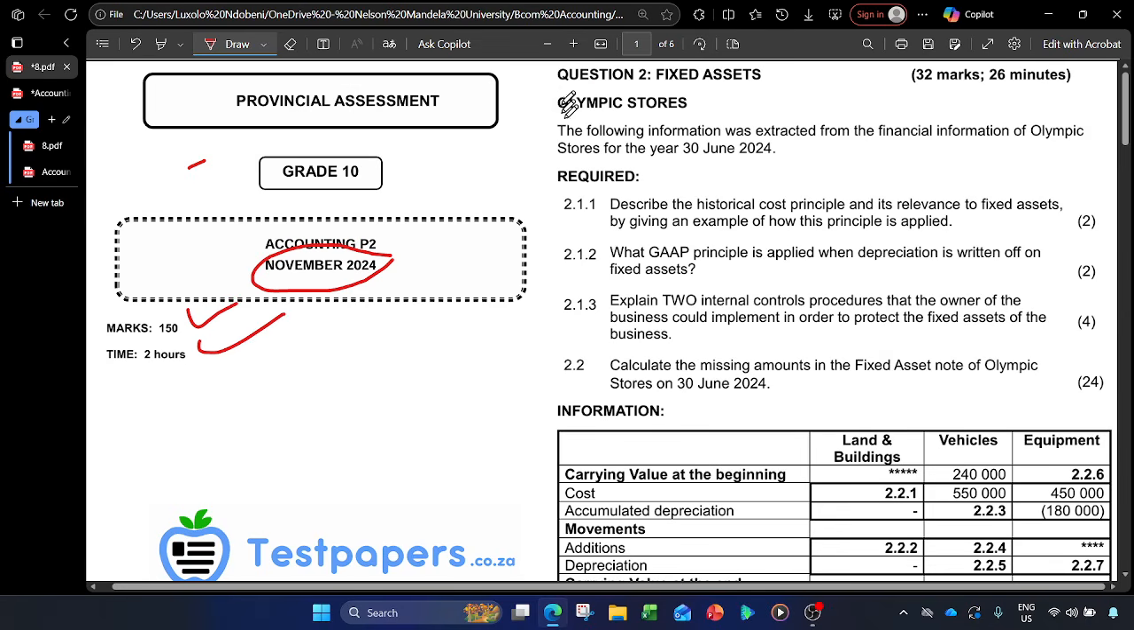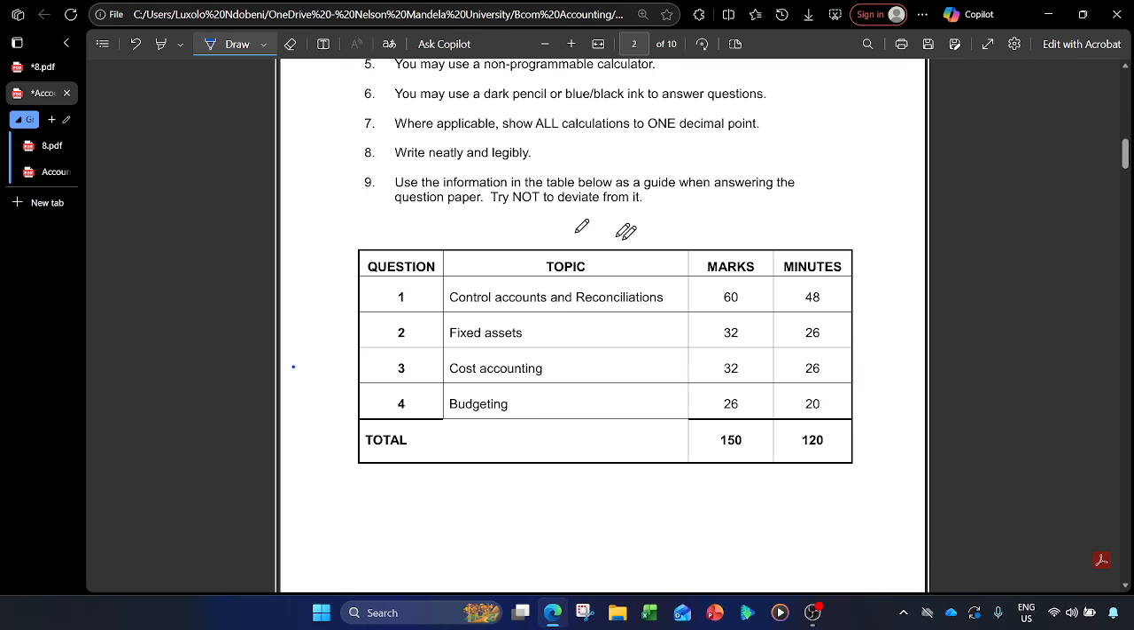So our focus in this question will be on question 2, which is the fixed assets, 32 marks, and you were supposed to complete this. If you wrote it in 2024, you were supposed to complete it within 26 minutes, right? So this is the question that we are going to do, but I just wanted to remind you about the topics that are examinable in paper 2.